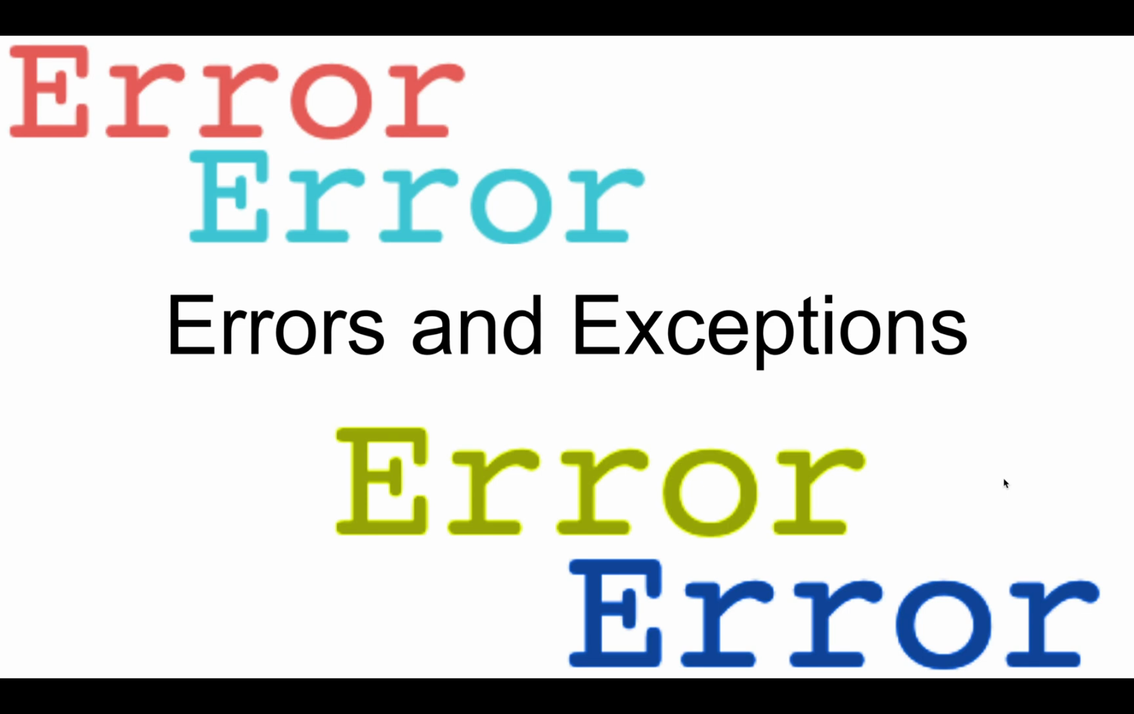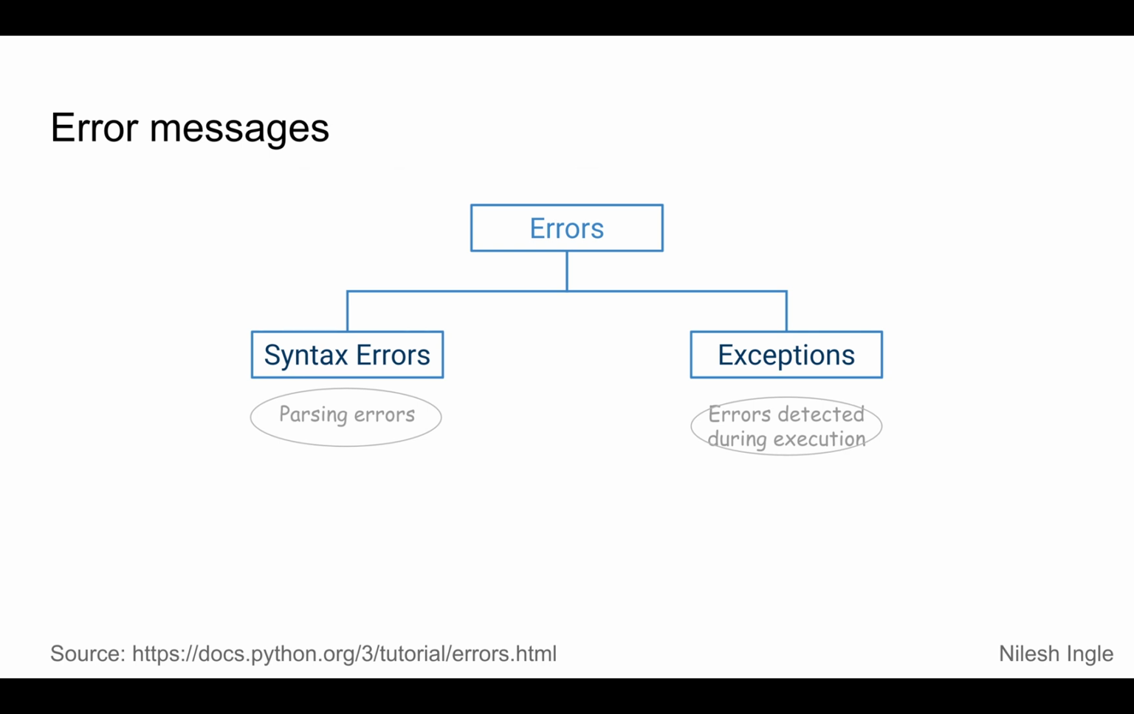Hello and welcome back. In these couple of short videos, I'll try to explain the errors and exceptions in Python. To get started, let's see what error messages are in Python, and they are briefly divided into two parts. One is syntax errors, and those are the parsing errors. We'll see a couple of examples of those. And then we have exceptions, which are the errors detected during the execution of code.